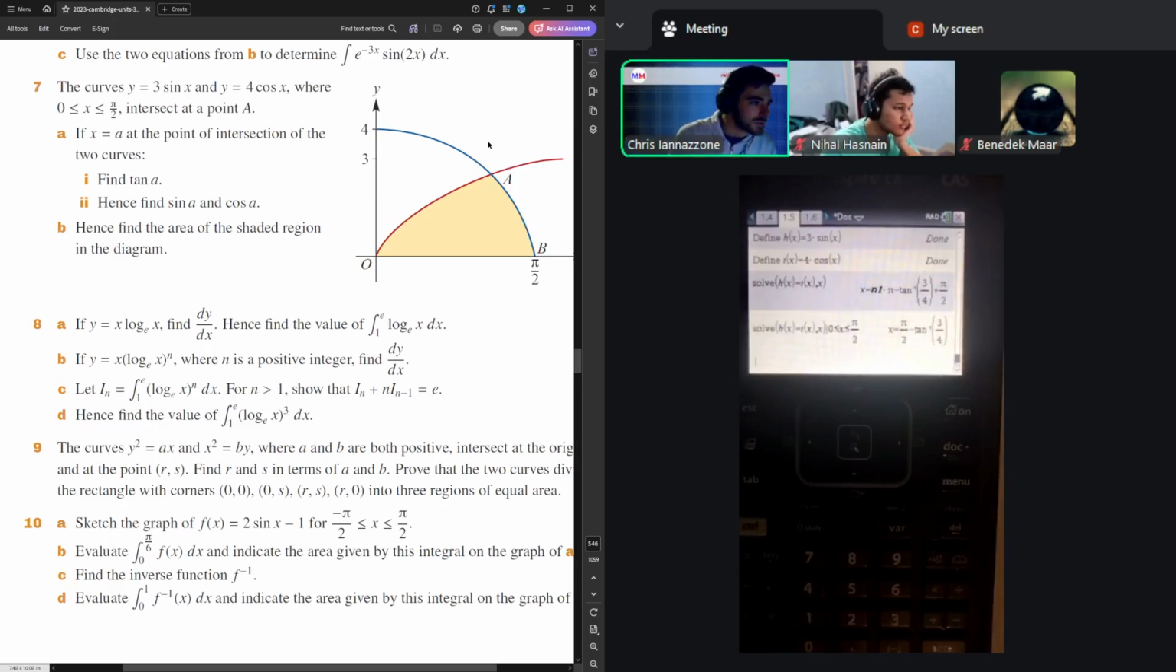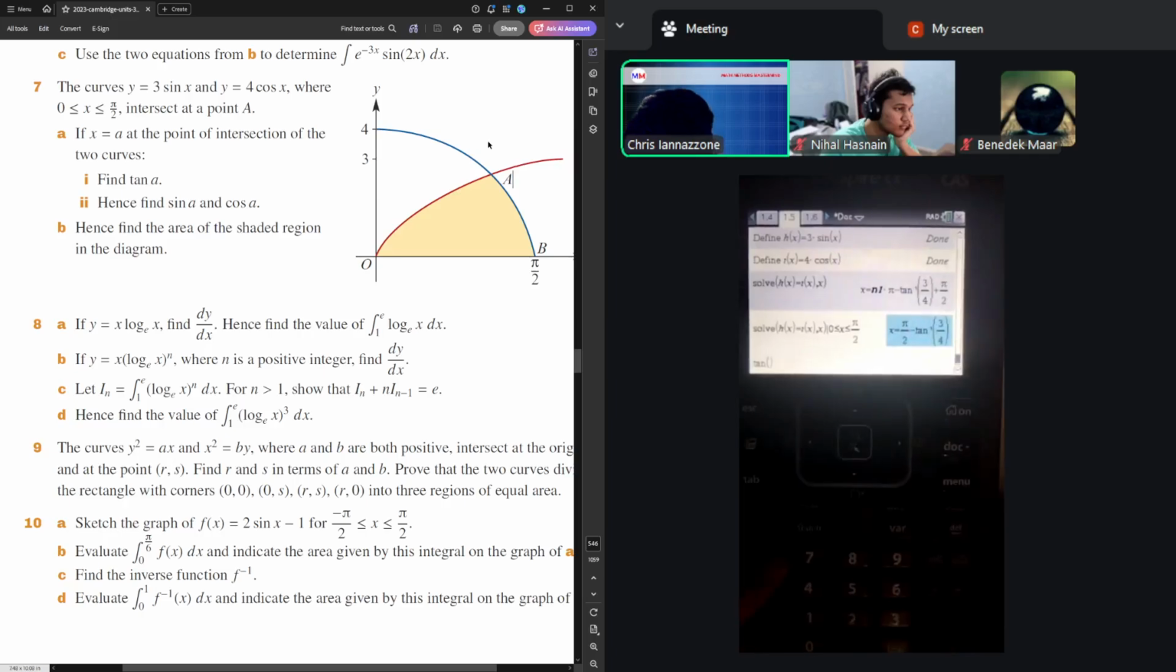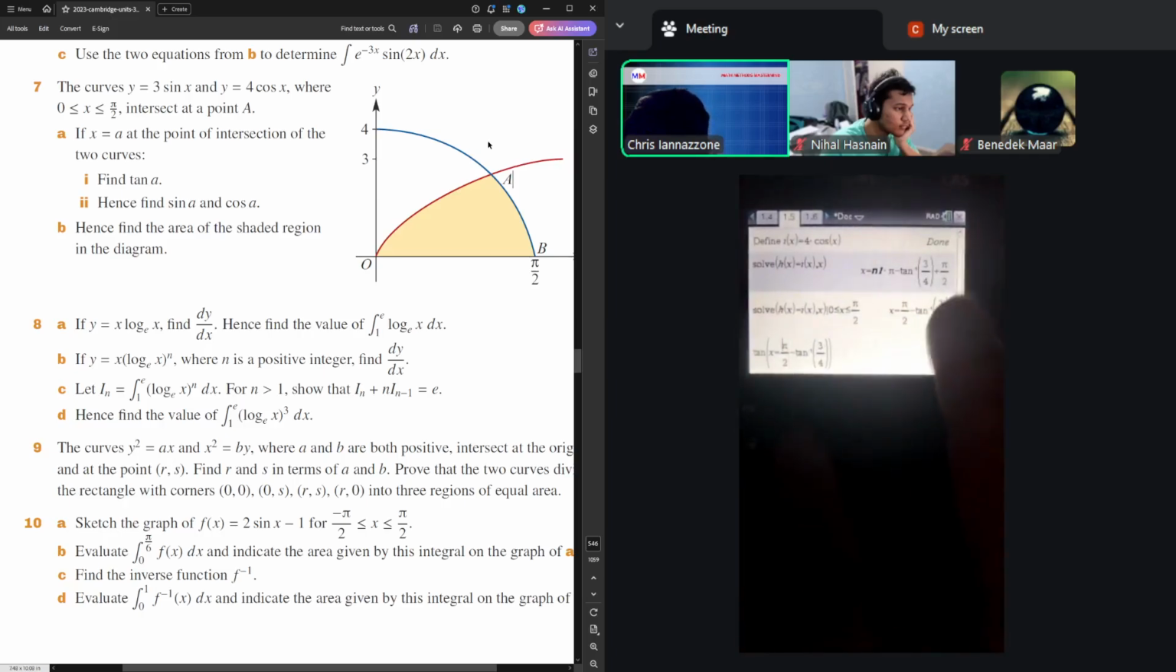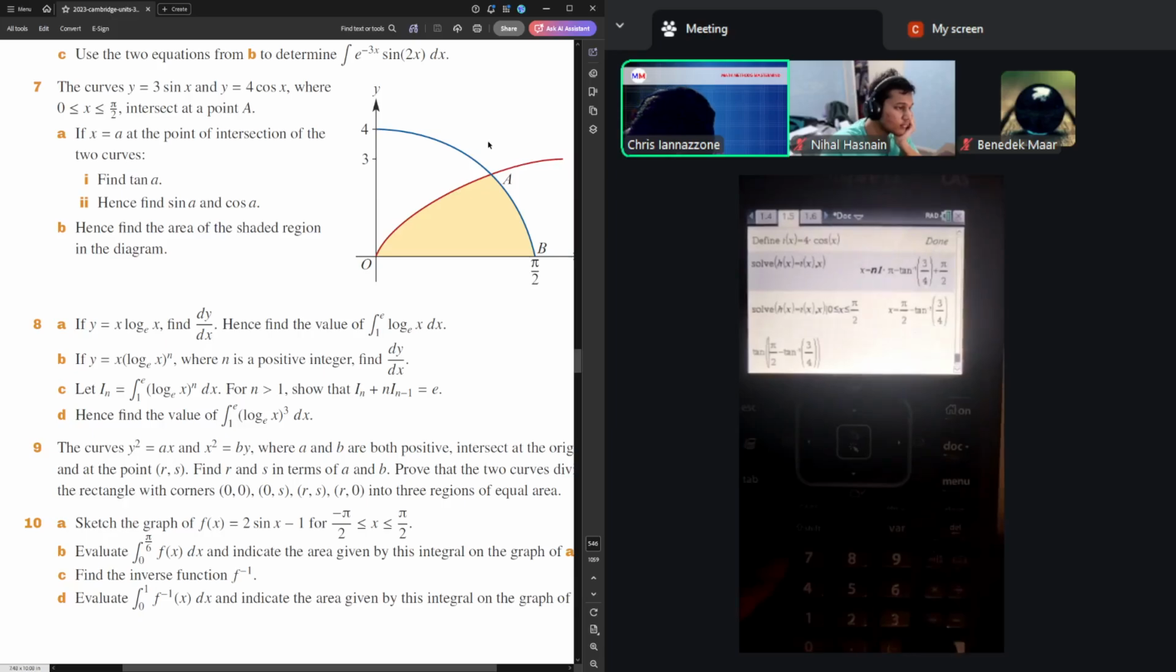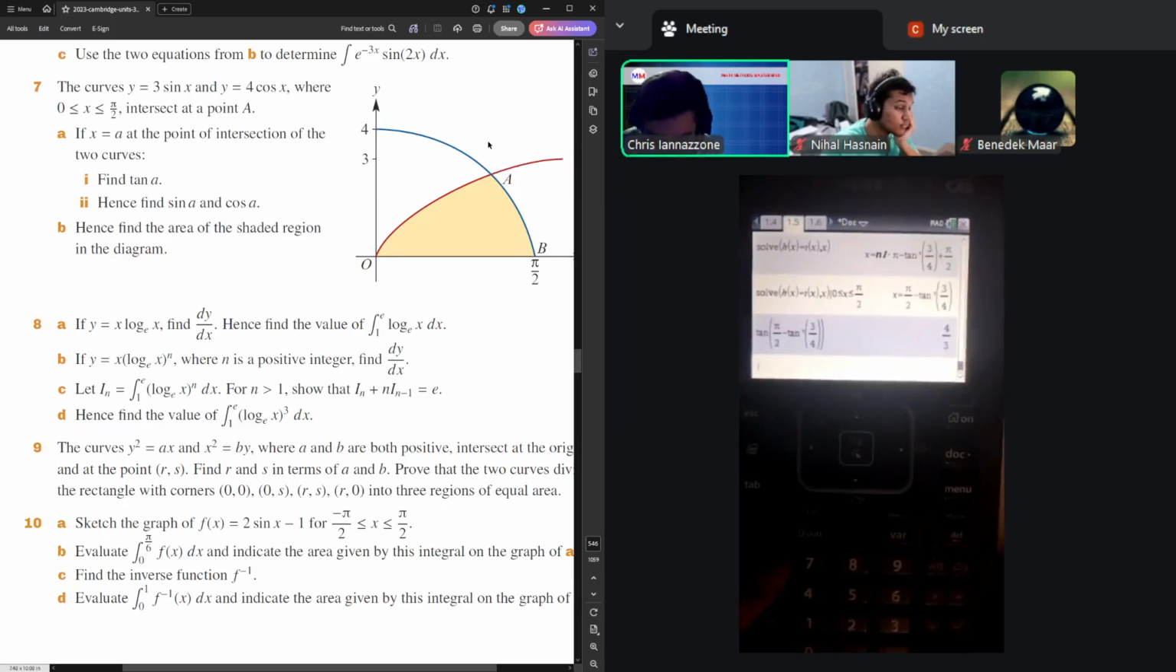So if we know that's a, then tan a is going to be as simple as just grabbing a copy of that and removing the x. Whatever comes out, hey, that is actually kind of nice. 4/3.